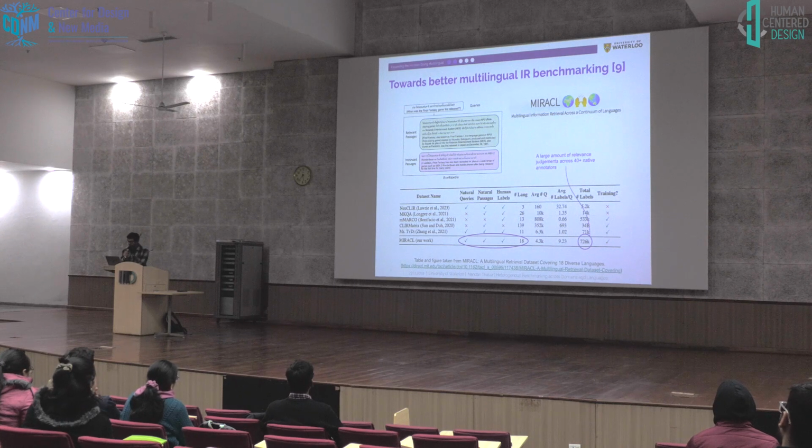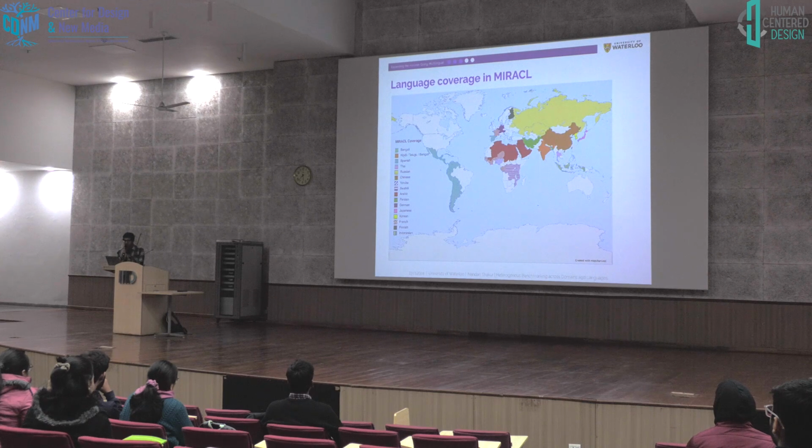You can see that 726,000 is the amount of annotations we gathered, which is a huge number. These denote the total number of labels, and like I mentioned, we did this with more than 40 native speakers. The last thing you should notice is that MIRACL also gives you training pairs, which is really useful if someone wants to develop a multilingual system after that, or a retrieval system in different languages.